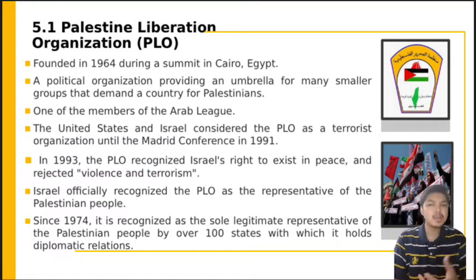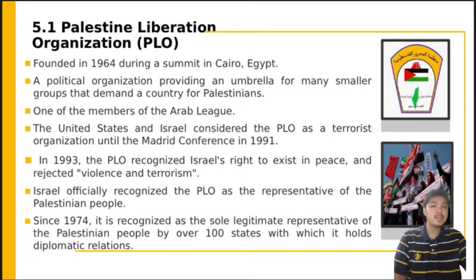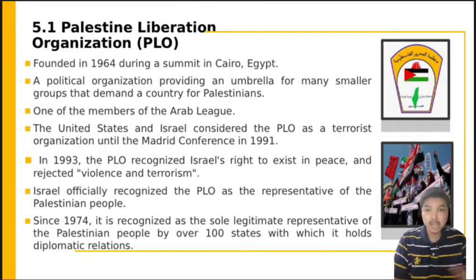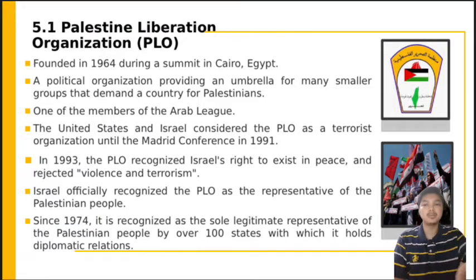And in 1993, the PLO recognized, unfortunately, Israel's right to exist in the region, and rejected violence and terrorism. They officially recognized each other, and Israel officially recognized the PLO as a representative of the Palestinian people. Even in 1974, it was recognized as the sole legitimate representative of the Palestinian people by over 100 states, and it is heavily engaged in diplomatic missions and relations.